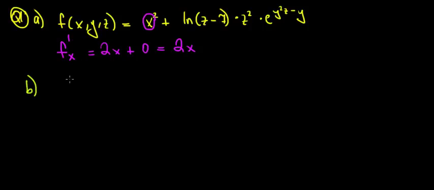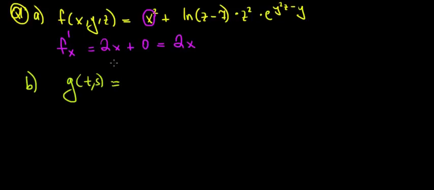So we have a function g that depends on t and s, and that's equal to e to the power of st. And we want to differentiate the function with respect to s only. So g derivative with respect to s. That's e to the power of st.